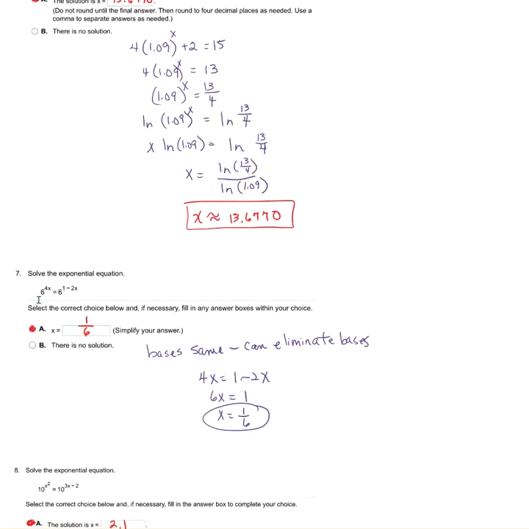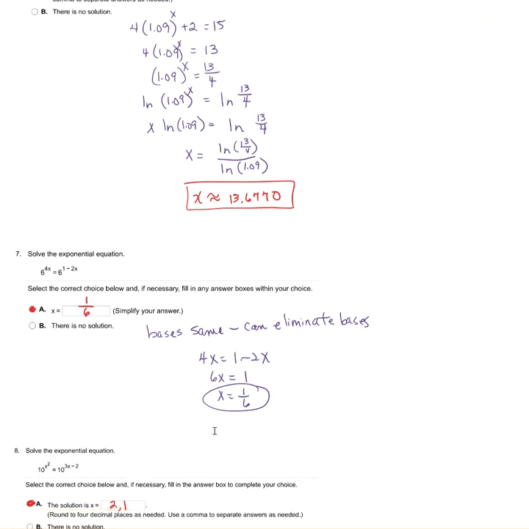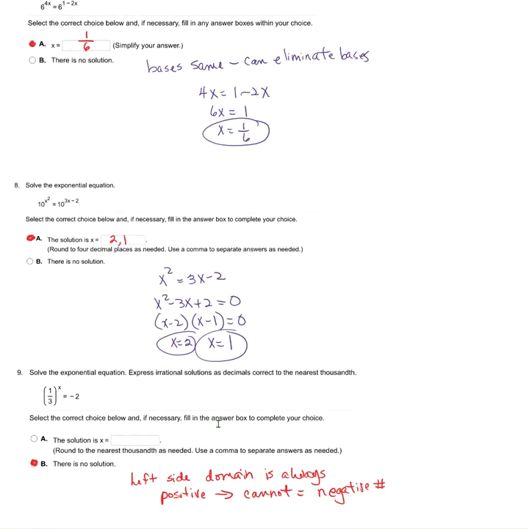Number 7. The bases are the same, so we can just eliminate the bases, and we have 4x equals 1 minus 2x. Add 2x over there. You got 6x equals 1. X is 1/6.